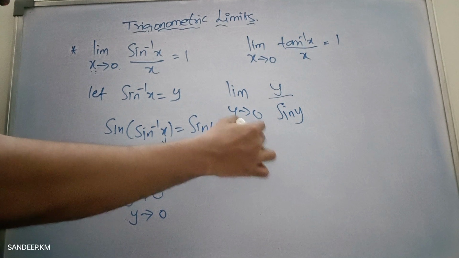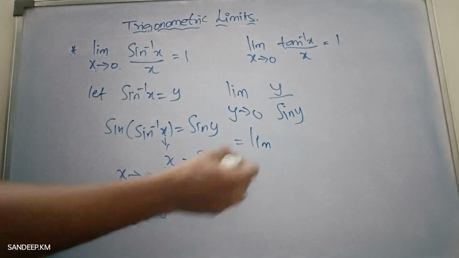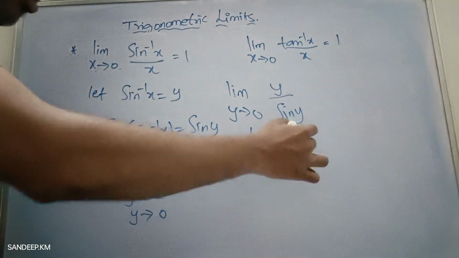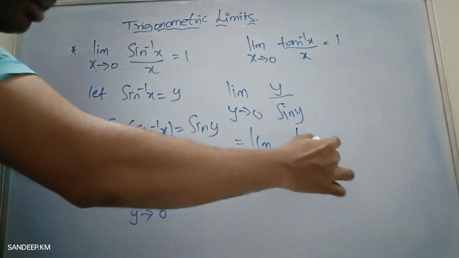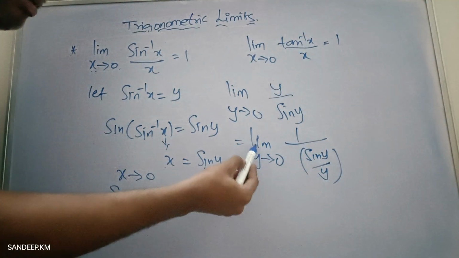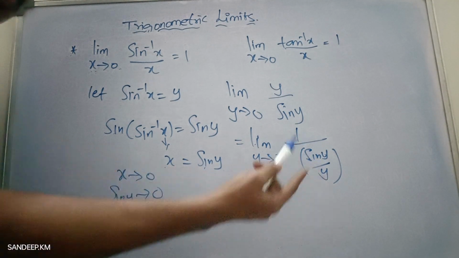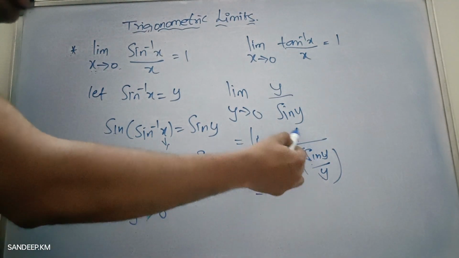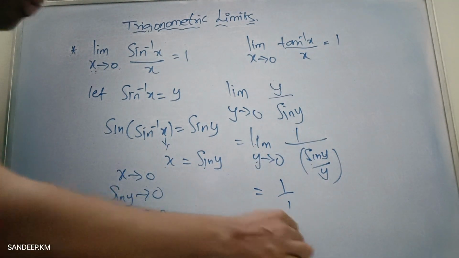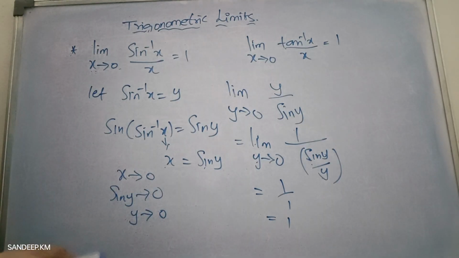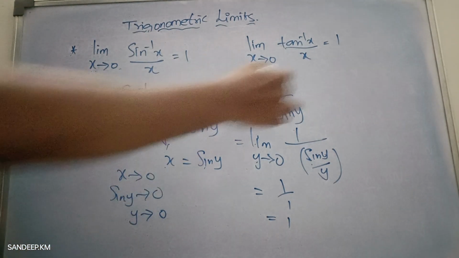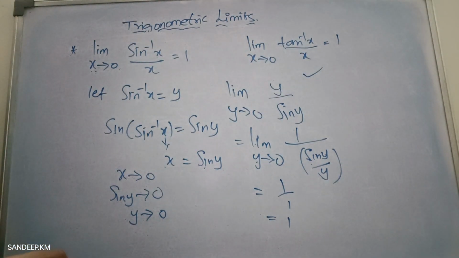So what is this, dear students? It is a reciprocal of what you learned. Limit y approaches 0, 1 divided by sin y by y. So we know that limit y approaches 0, sin y by y is 1. Correct or not? So 1 divided by 1 is equal to 1. So therefore the answer is 1. Similarly, can you prove this? You can prove this. Now, limit x approaches 0, tan inverse x by x is equal to 1.